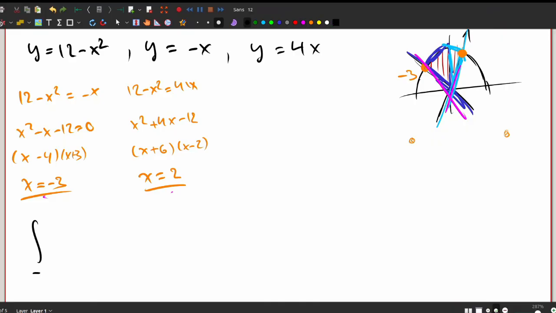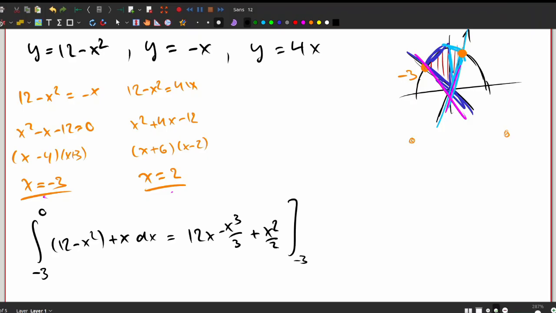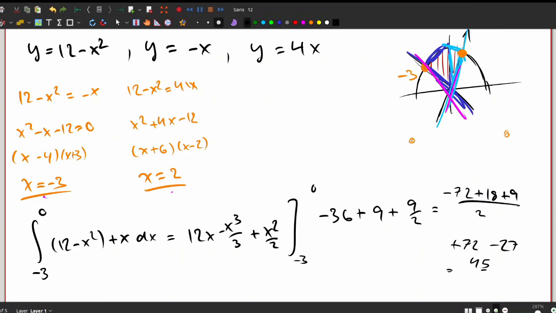Now, this will be the integral from negative 3 to 0 of 12 minus x squared minus negative x, so plus x. This is equal to 12x minus x cubed over 3 plus x squared over 2, from negative 3 to 0. When we plug in 0, we get 0 for everything. And when we plug in negative 3, we get minus 36 plus 9 minus 9 over 2. Now we can just simplify by putting everything over 2. So 72 plus 18 plus 9 over 2 minus 72 minus 27 is equal to 45 over 2.